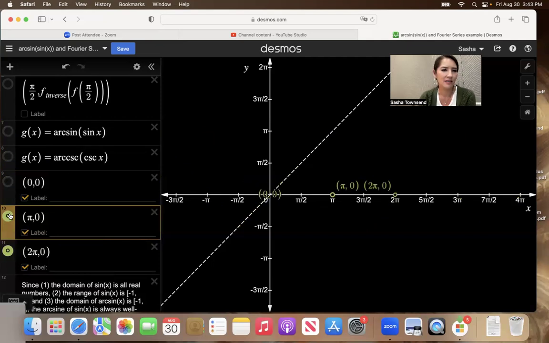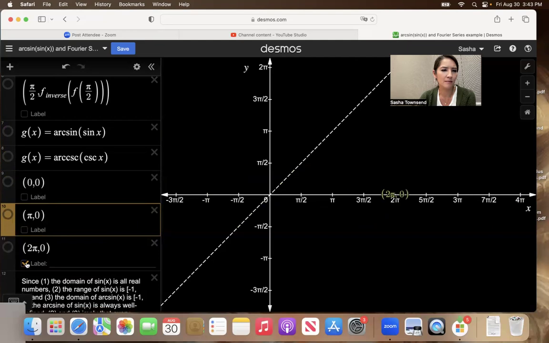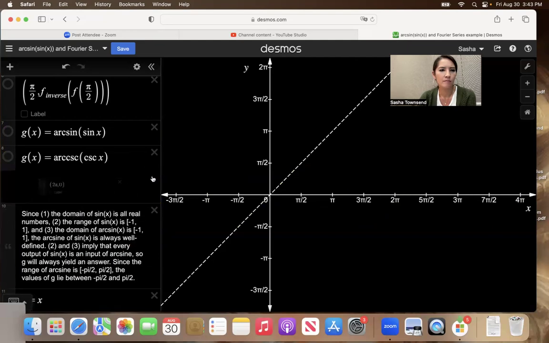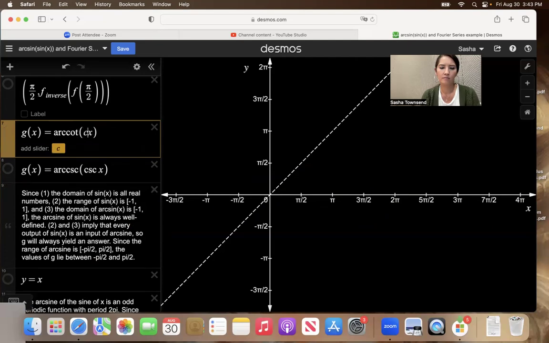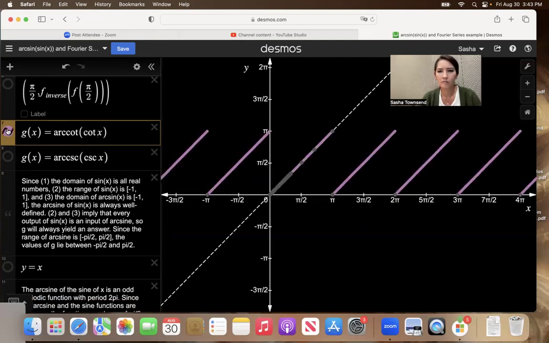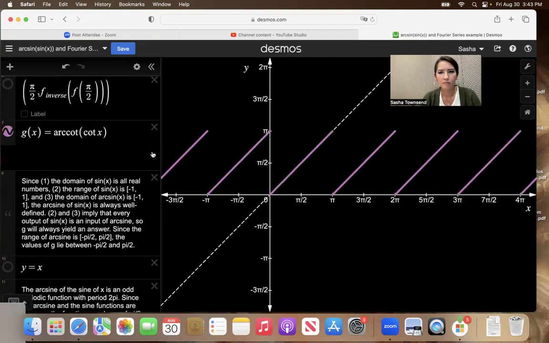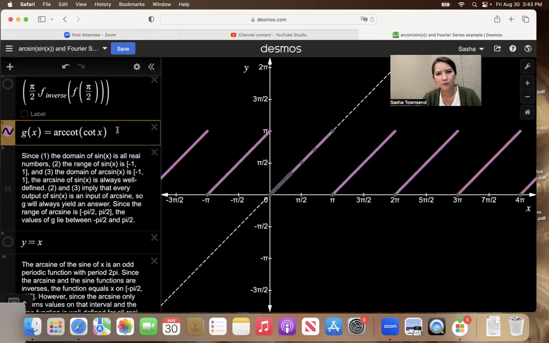I think the only one that we didn't look at was arc cotangent. Arc cotangent looks like this. That is, our cotangent is cosine divided by sine. So we're going to have a function that is undefined whenever sine is 0. So we should have open circles at the end of each of these line segments. I hope you see that periodic nature of all of those.